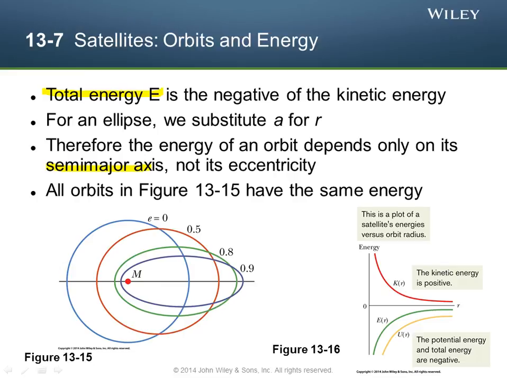And so the unique thing here is that all these orbits pictured here have the same energies, even though they have very different eccentricities. So some are more elliptical than others. Their total energies are the same.